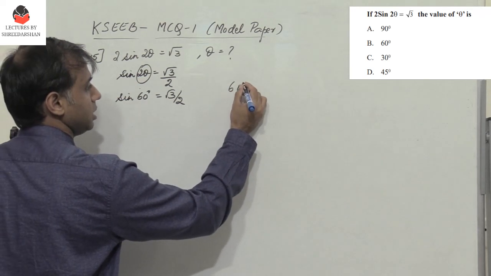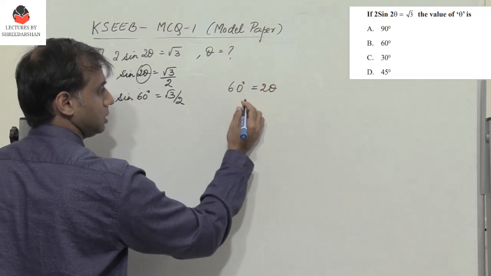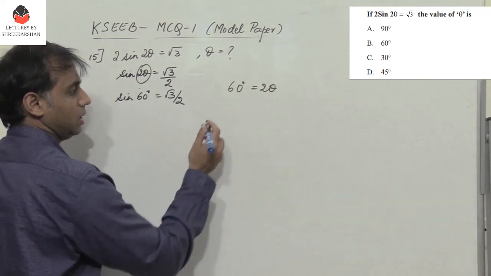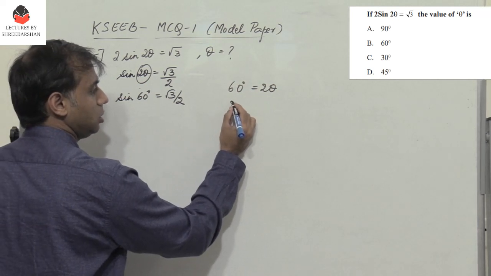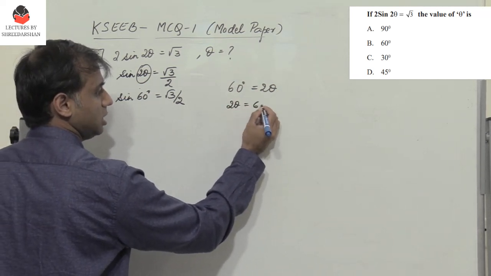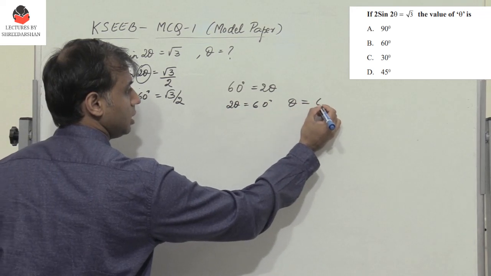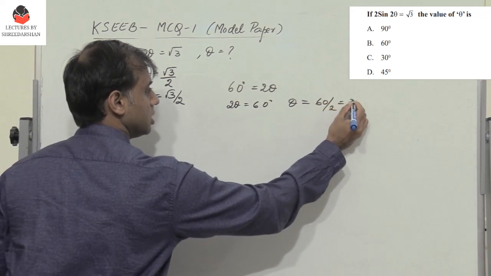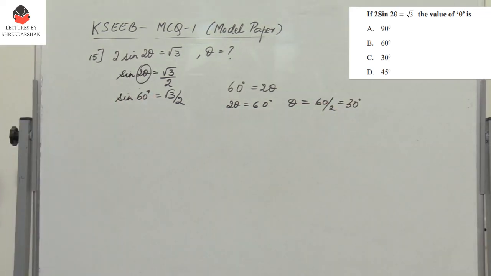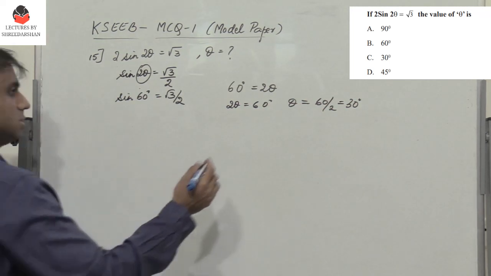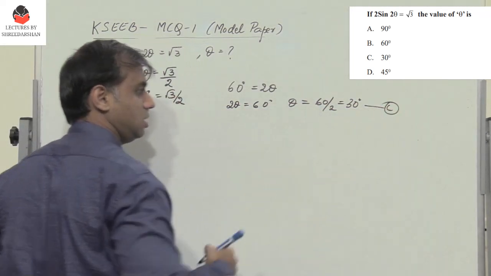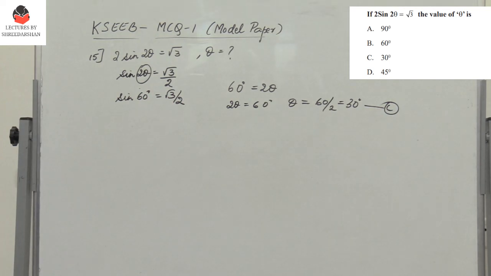So if 60 degrees is equal to 2 theta, then what is theta? 2 theta equals 60 degrees. So theta equals 60 degrees by 2, which gives us 30 degrees. So that is the right answer. So the answer is C. So you choose the option C.